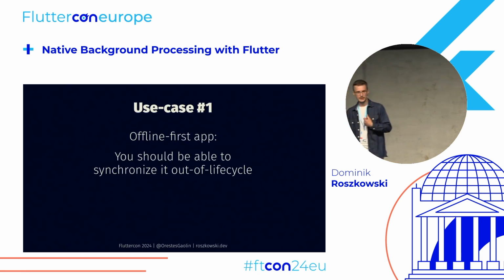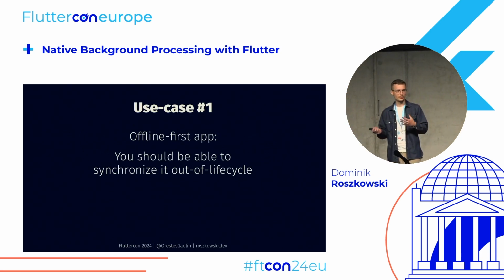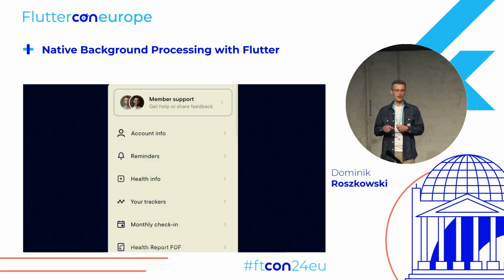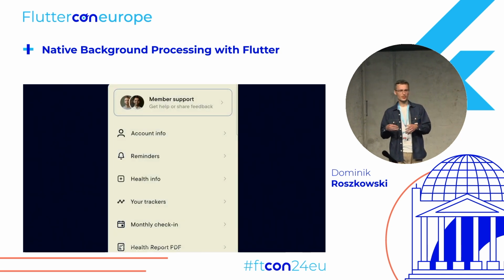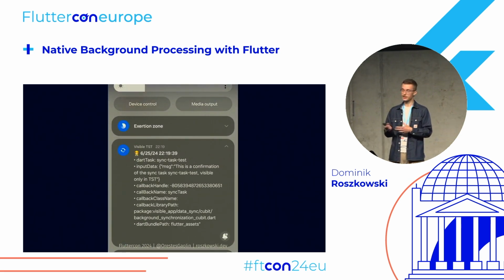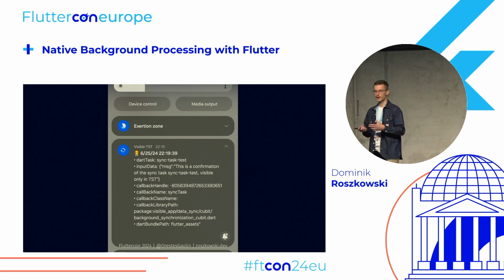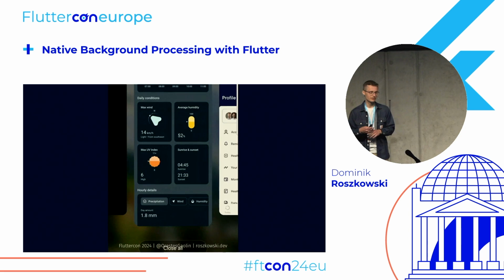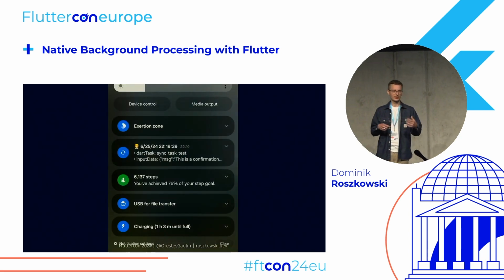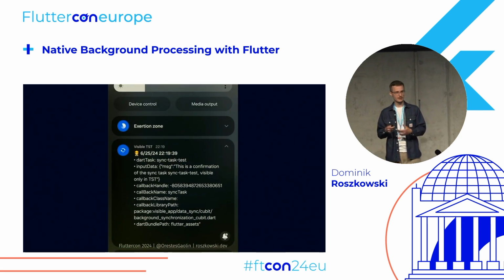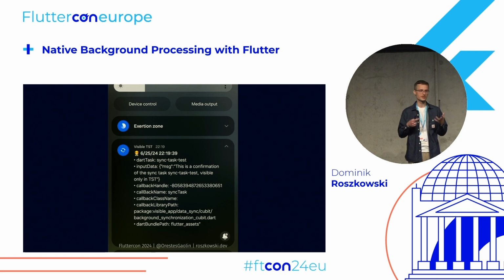So in our case, Visible, we had to do offline first. And what we are doing, for instance, in our app is that when you leave the app, we schedule a task to synchronize later. In the test version of the app, we actually show a notification. We don't show it in the production version. But for testing purposes, we show the notification. So when you leave the app, the process keeps on running and it's synchronizing the data, uploading heart rate samples, downloading some data from the backend.